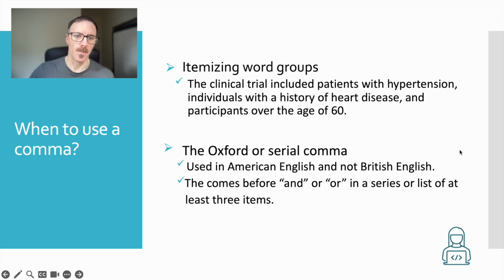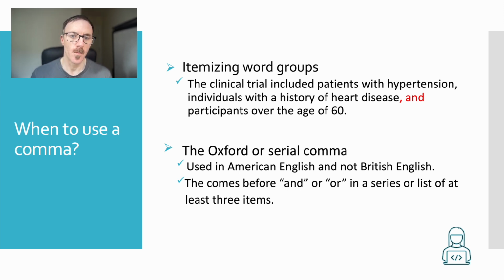So let's just talk a little bit about the Oxford or serial comma. So this comes before and or or in a series or list of at least 3 items. So here we can see in our prior example, the clinical trial included patients with hypertension, individuals with a history of heart disease, and participants over the age of 60. So here we can see at the end the Oxford comma separates the last group for clarity.